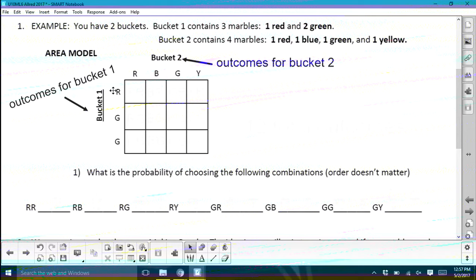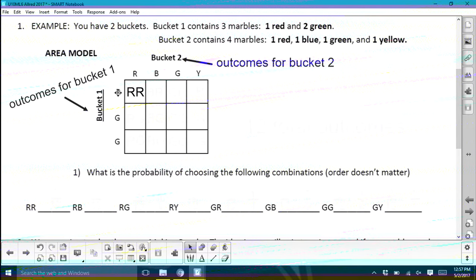So if I picked up a red marble from bucket 1 and a red marble from bucket 2, I would list that as RR. Some rest and relaxation there for you, doing math problems, just relaxing, all cool, shooting some b-ball outside the school. What am I talking about? That's right, I'm talking about area models.